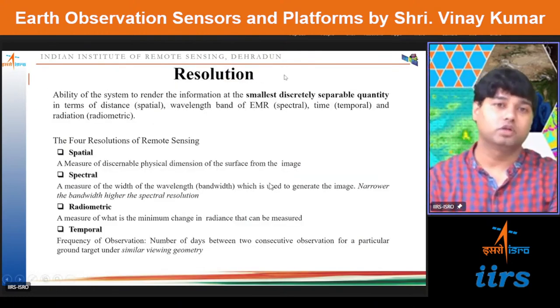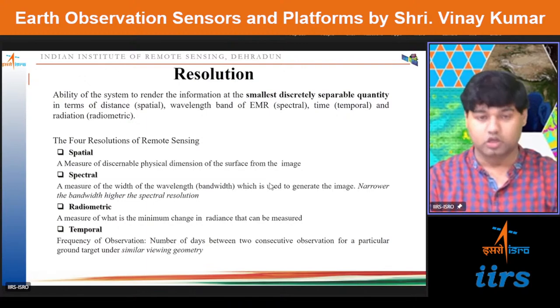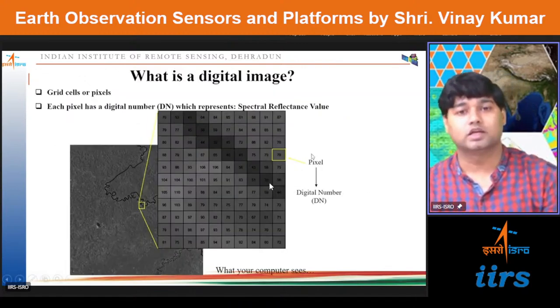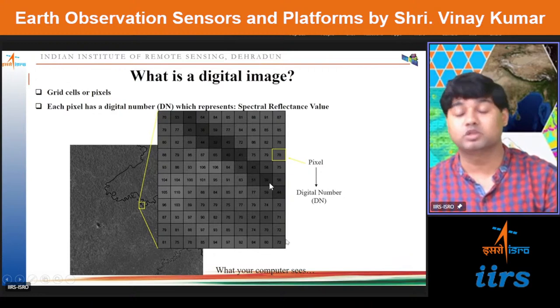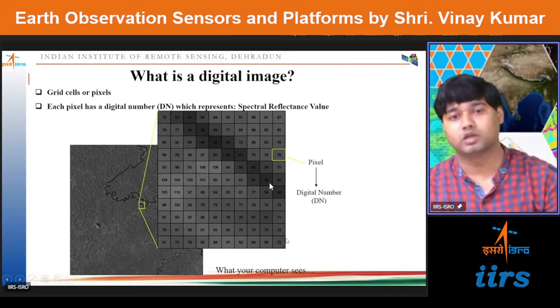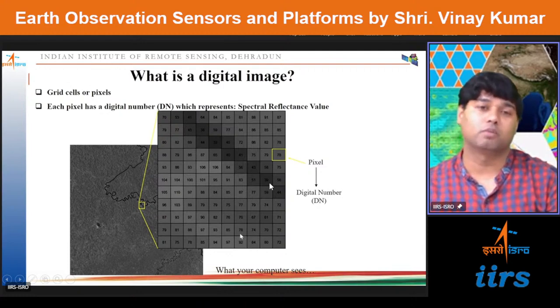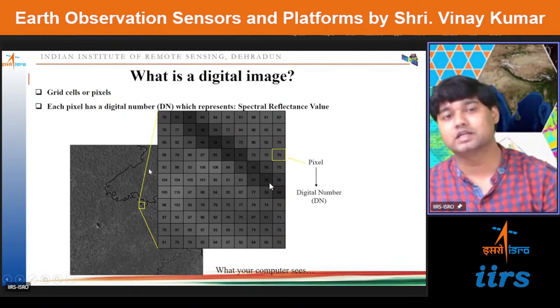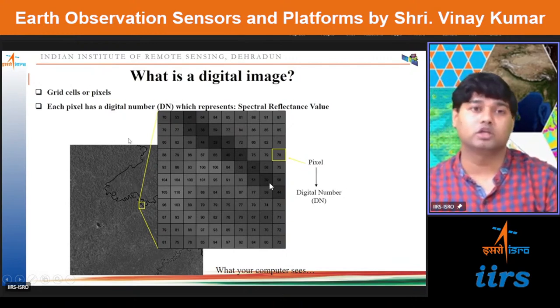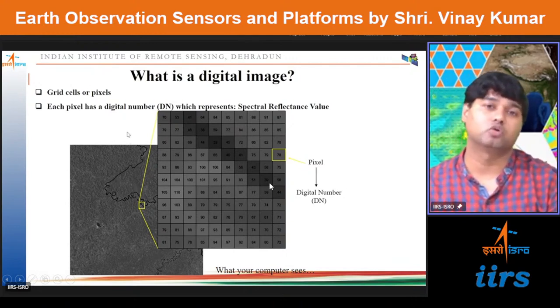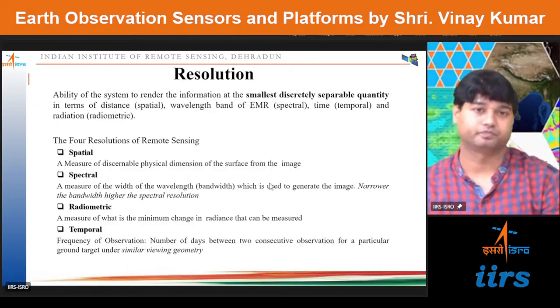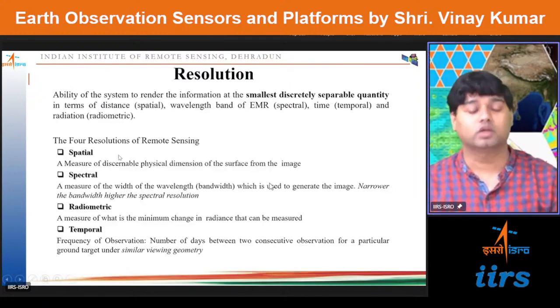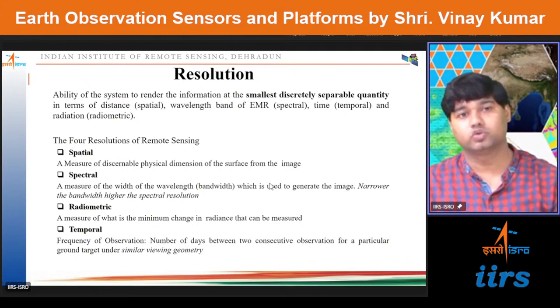Now coming to the definition of resolution. Here you can see the size of the pixel will give you details about spatial resolution. The number present in that is talking about the radiometric resolution. And as it is a single band data, when you have multiple bands, then that will talk about spectral resolution. So here you can see the definition of resolution.